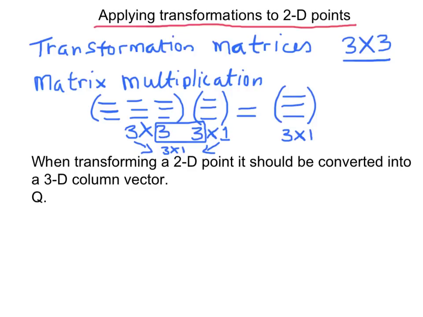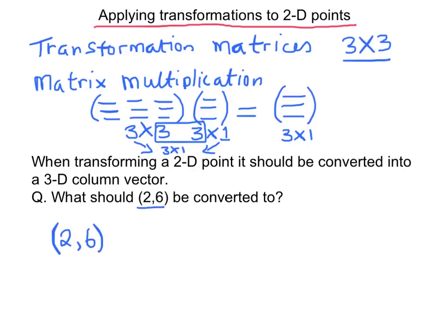So if I write that down, it'll say that when transforming a 2D point, it should be converted into a 3D column vector. So if we ask ourselves the question, what should (2, 6) be converted to? (2, 6) is a 2D point, and to transform that point using one of my transformation matrices, what should it be written as? Well, it should be written as a 3-dimensional column vector, so it's going to be 3 by 1. The first two entries are going to be the x value and the y value, and the third entry is going to be a 1. And that 1 is placed in there just so that I can do the matrix multiplication.